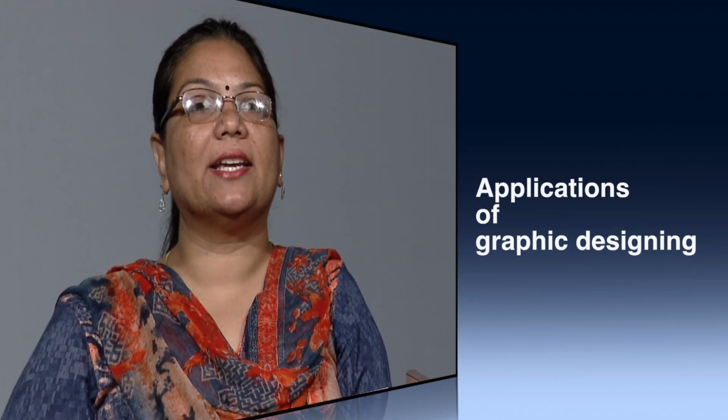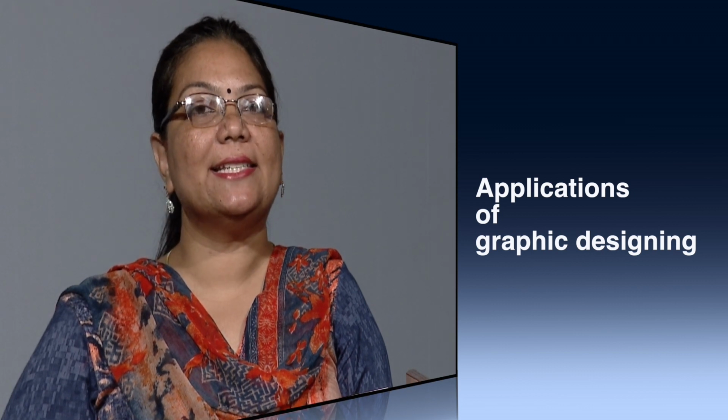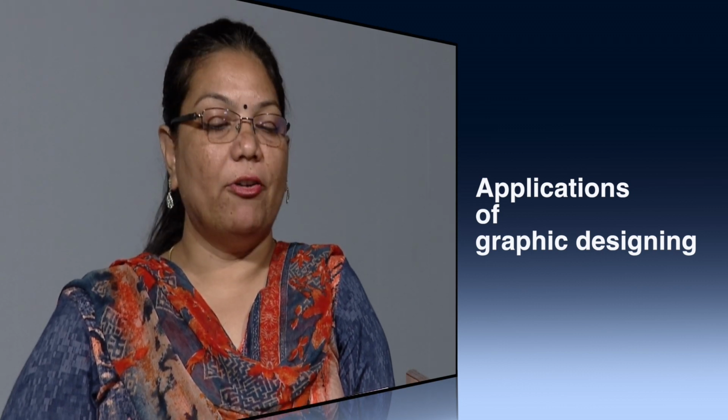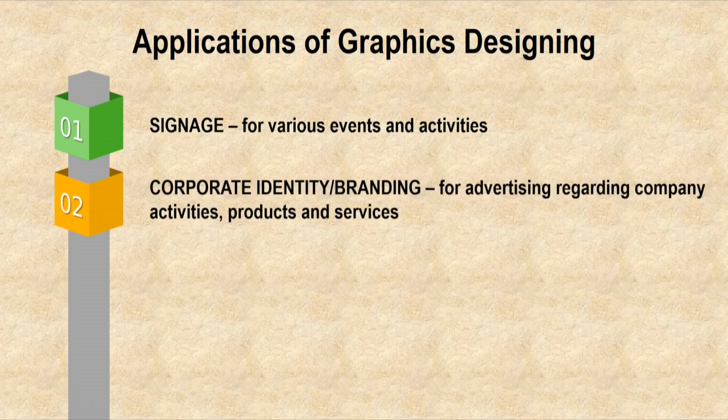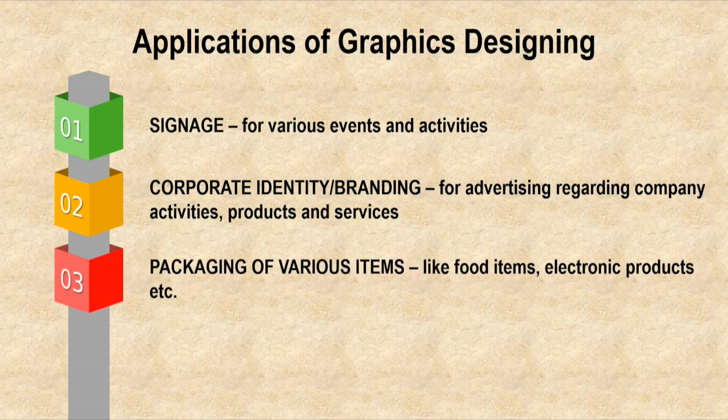So, after understanding all these basic things like color models, color theory, and the concept of resolution, we have different sorts of applications that we can think of designing using various digital image editing tools. For example, signage for various events and activities, corporate identity or branding for advertising the different company activities, products and services. Similarly, we can have packaging of various items, and in this we can have food items, electronic products and so many other things for which we can think of designing the packaging.